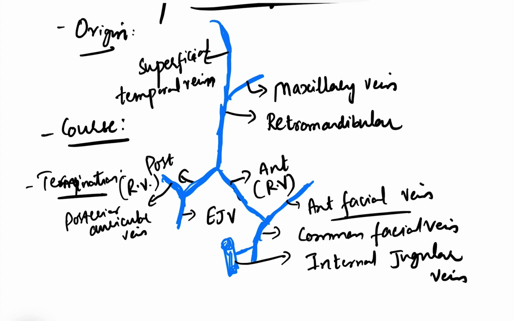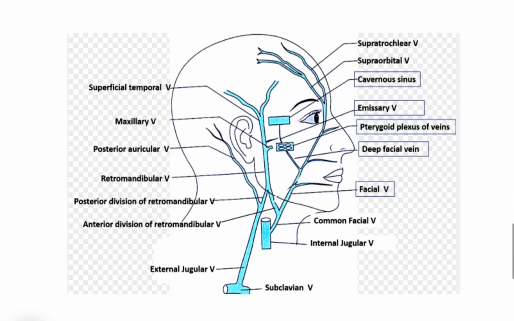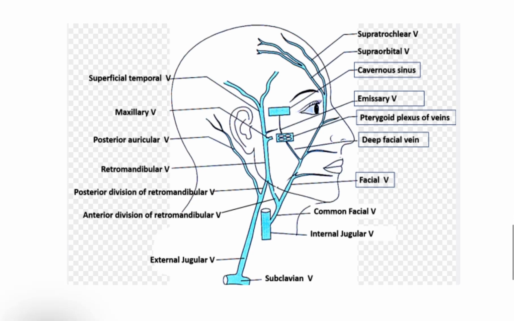So what we have studied, let me summarize in this diagram. I'll use a red color highlighter to make the point clearer. The retromandibular vein is formed by the union of the superficial temporal vein, which I am highlighting with red color, and the maxillary vein.